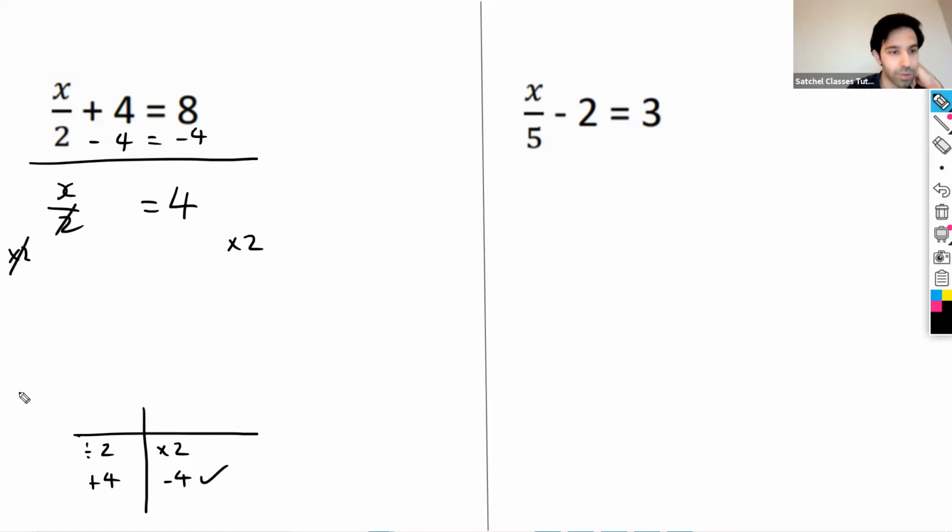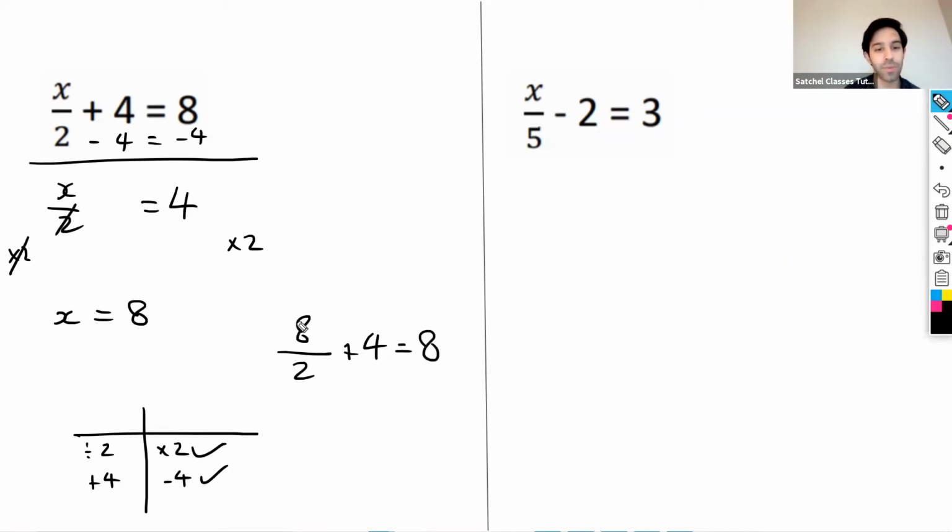So the 2 and the 2 cancel out. So x is equal to 4 times 2, which is 8. And we've done both operations that we needed to do. And now we have the value of x. And if I substitute x into this equation, it will become 8 over 2 plus 4. What does that give us? Well, 8 over 2 is 4. 4 plus 4 is 8. So when x is 8, this statement is true.